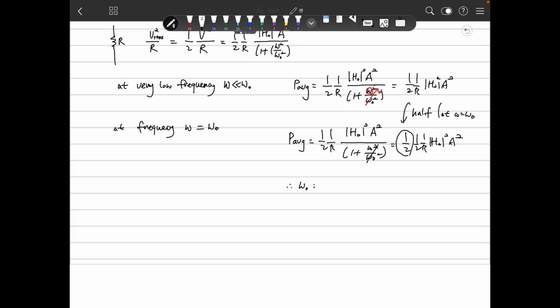Therefore we call omega 0 the half power frequency. In general, this half power frequency at omega 0 applies only to low pass filters, especially first order low pass filters. This term is available when the filter is first order.